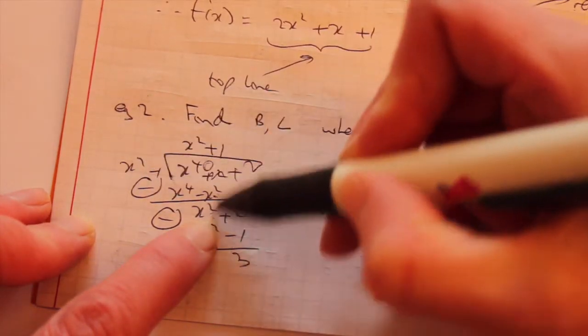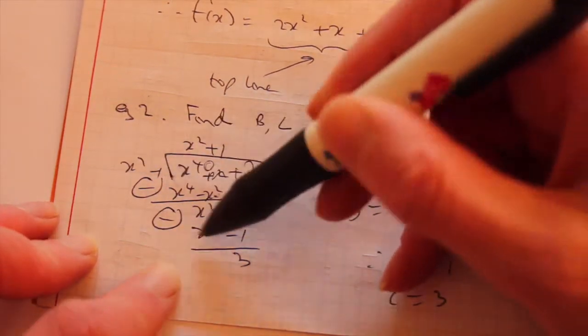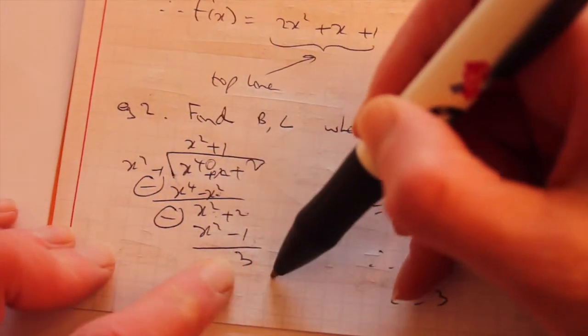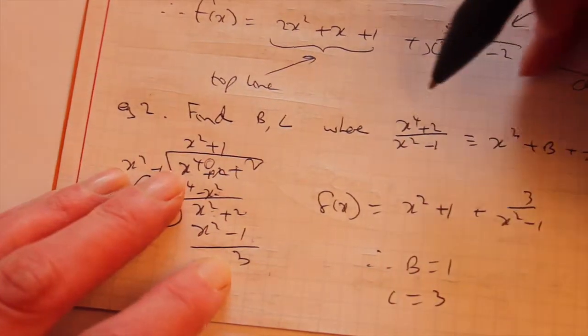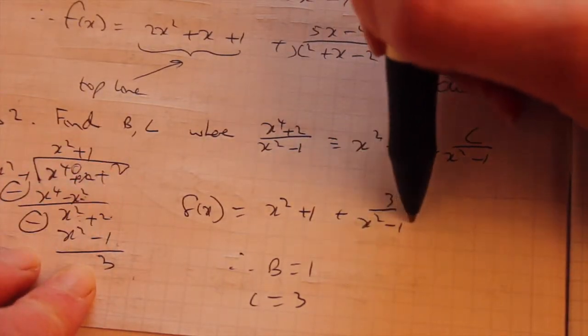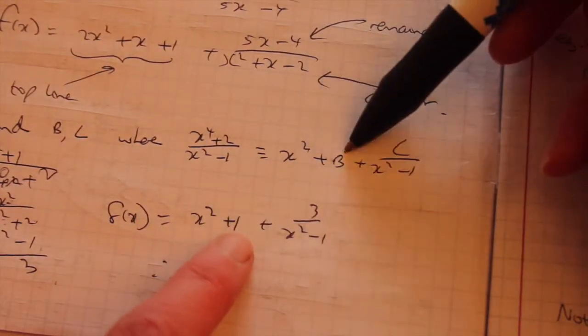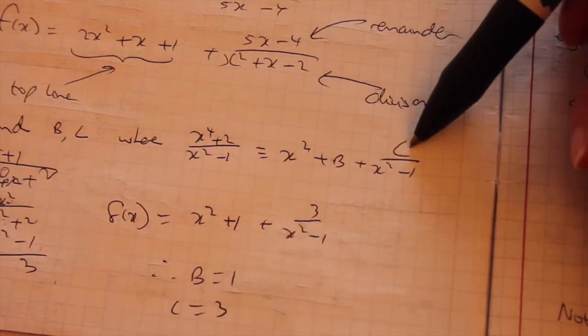X squared into x squared goes once, and then 1 times each of these gives you x squared minus 1. Draw your line, subtract, gives you a remainder of 3. So that can be written as x squared plus 1 plus 3 over x squared minus 1. Now if you compare that to the initial question, b is 1, c is 3.